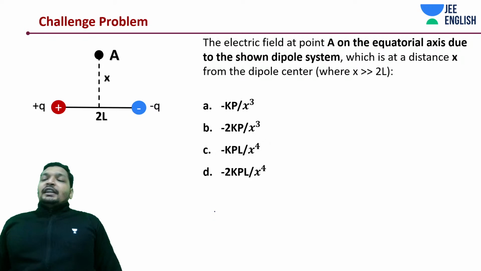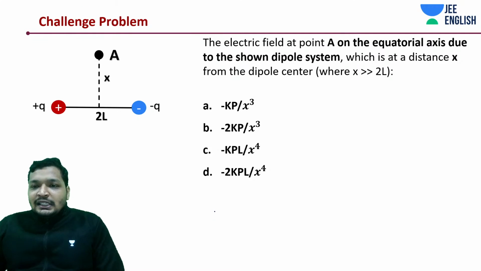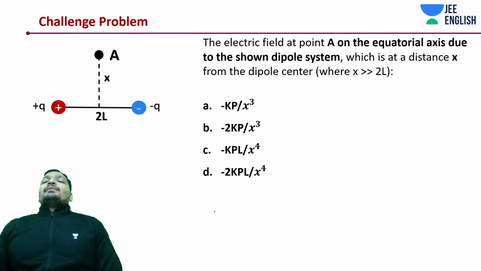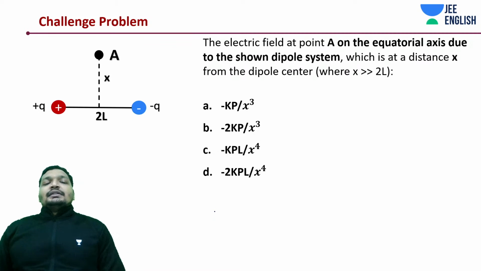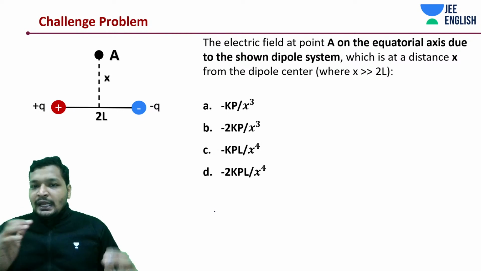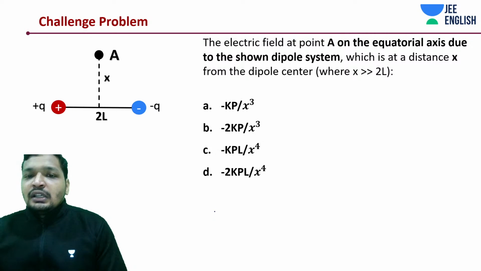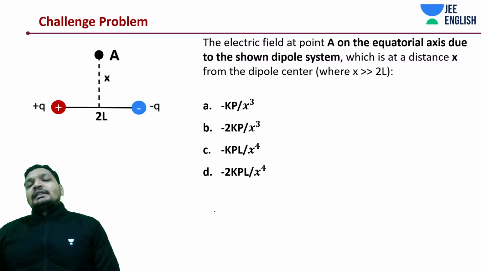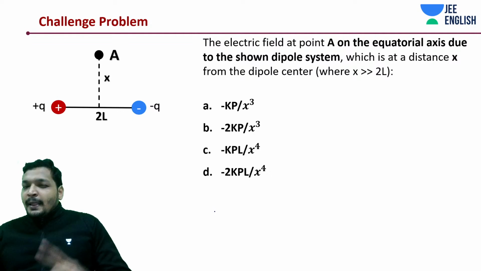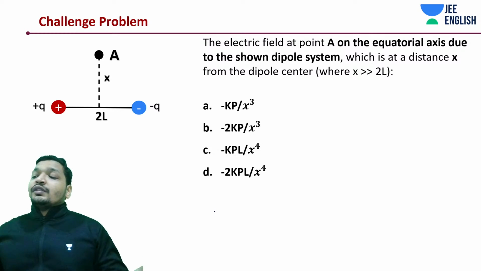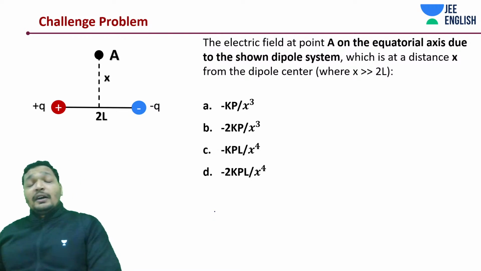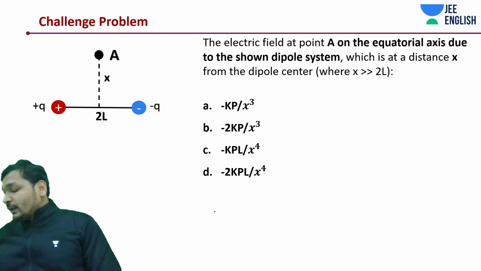So, electric field at a point on the equatorial axis due to the shown dipole system, which is at a distance x from the dipole center. Now it's on the equatorial axis, it's no more on the dipole axis. Take your time, there is a simple way. Yesterday we did a very similar problem. We didn't do it for electric field, but we did it for dipole.